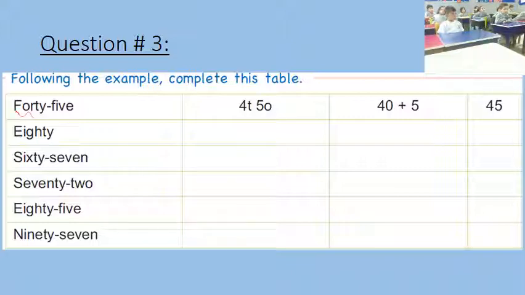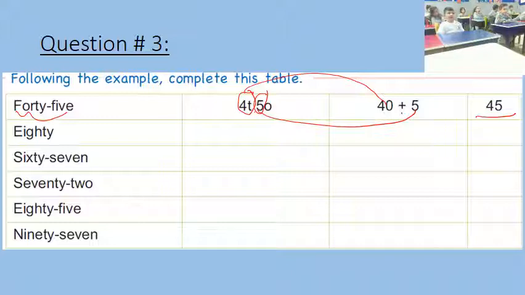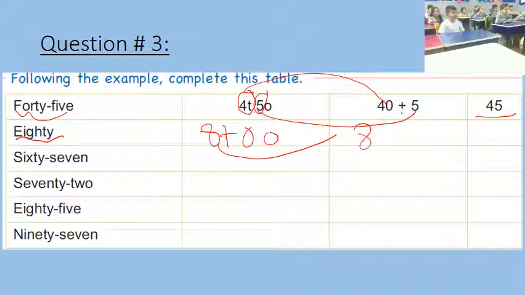Okay, for example here, what is this number? 45. Okay, how many tens? 4. And how many ones? 5. Good job. 4 tens is how much? 40. And 5 ones is how much? 5. 40 plus 5 is 45. The second one. What is this number? 80. How many tens? 8 tens. How many ones? 0 ones. 8 tens is how much? 80. 80 plus 0 ones is how much? 80.